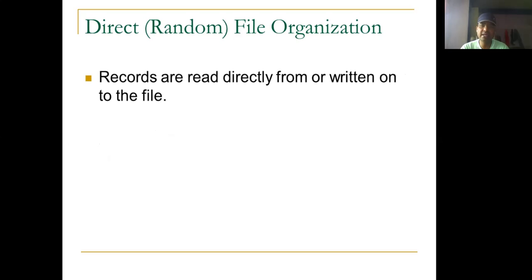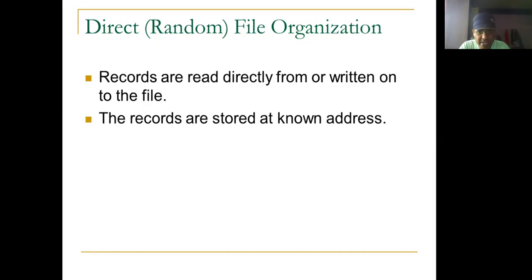The next file organization type is direct or random file organization. In a direct or random file organization, records are read directly from or written onto the file. If you want to read a record from the direct file organization, it can be read directly from that file. Another operation is the write operation, which you can also perform directly on a direct file organization structure.